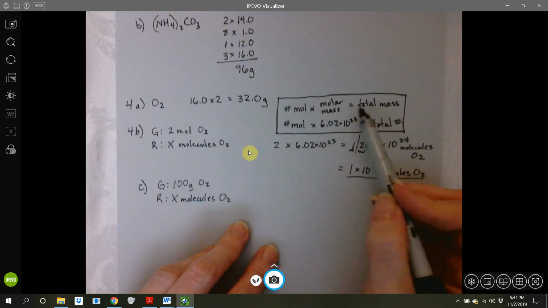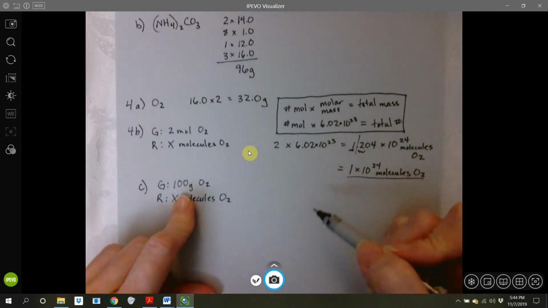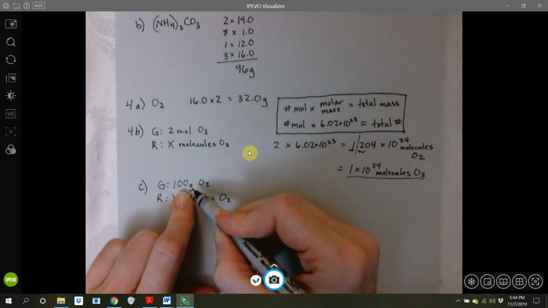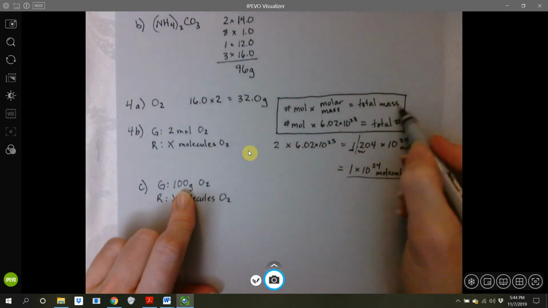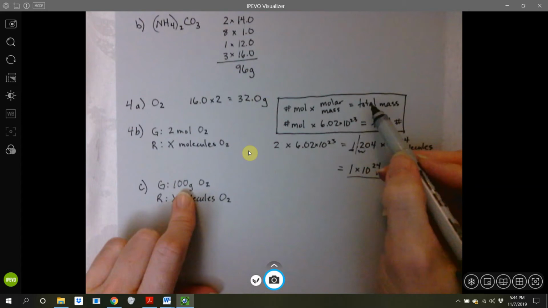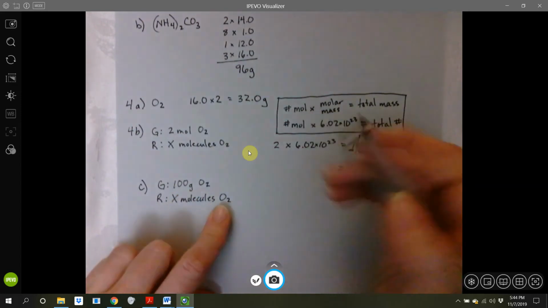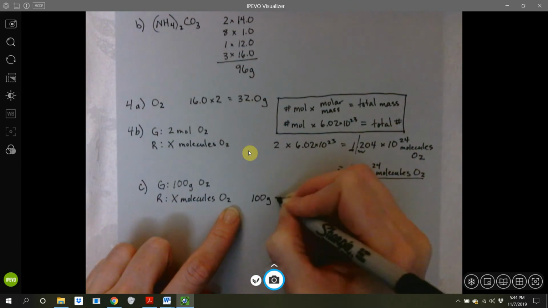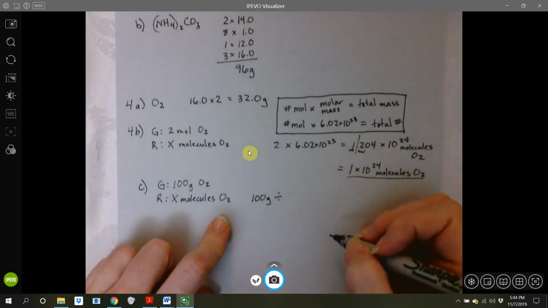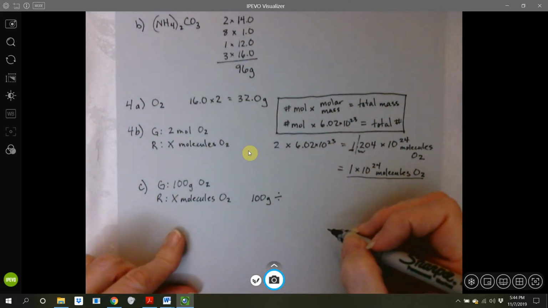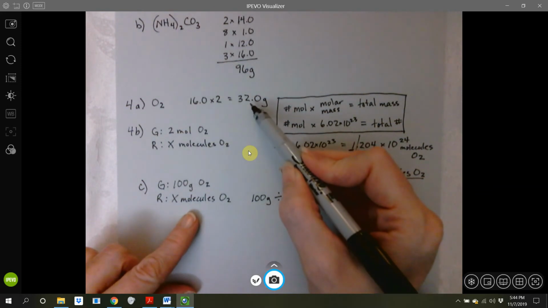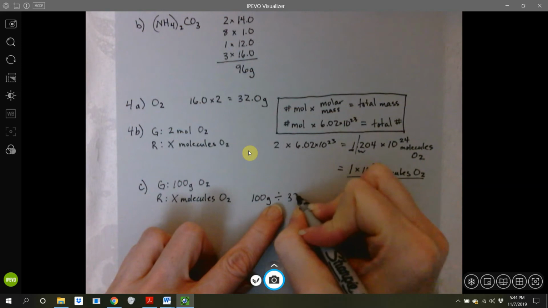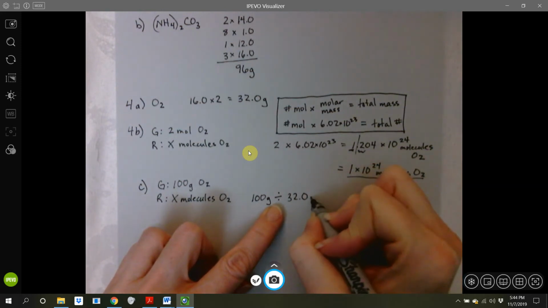Okay, so here we go. We'll use this top one. 100 grams is a total mass of your sample. So we're starting here with total mass. We're going to work backwards to moles. So we'll take our total mass, 100 grams, and divide by the molar mass. Now what is the molar mass of O2? We already calculated it. It's up here, 32 grams. So let's divide by our 32.0 grams per mole.